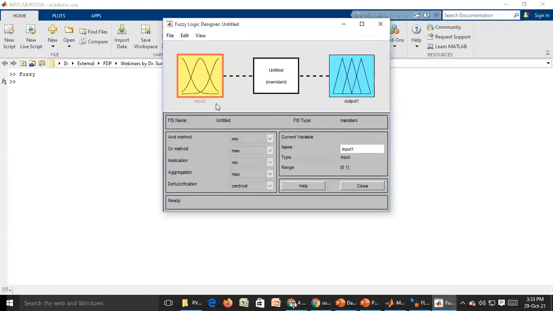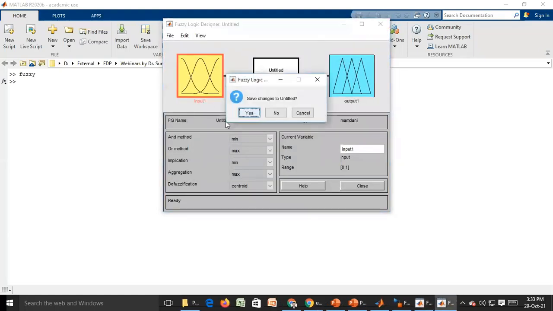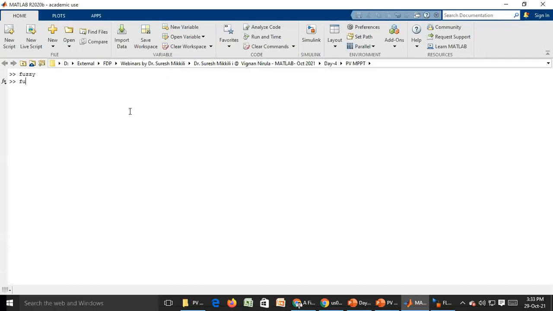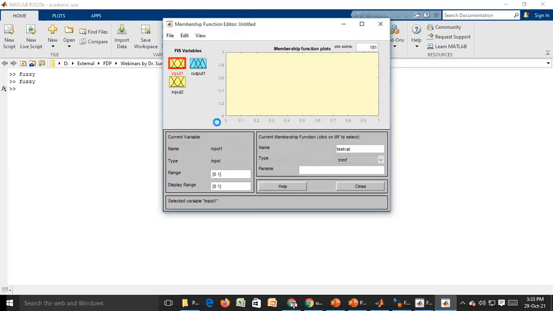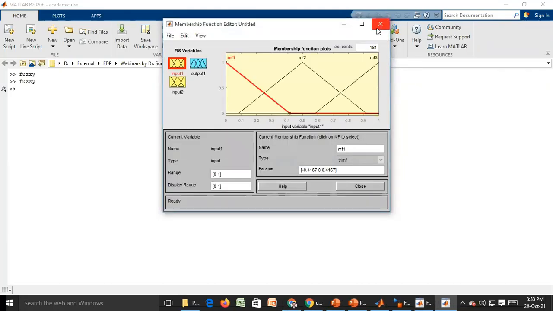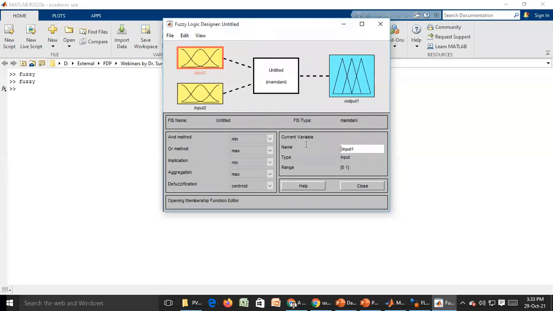Suppose I type fuzzy, the FIS block will be opened. So here in the input, add variable to the input. Two inputs are there. One input is error, and the second input is change in error, and this is the output.